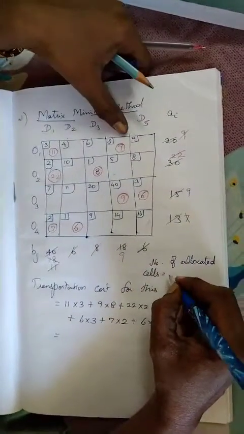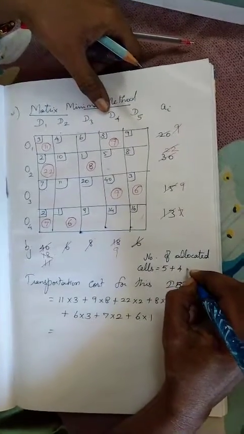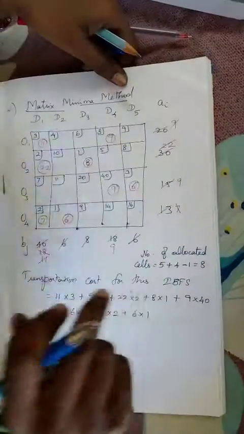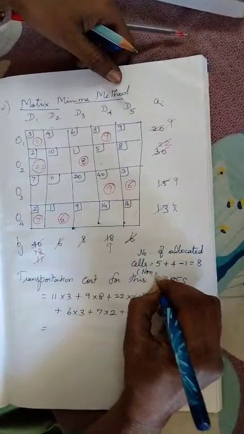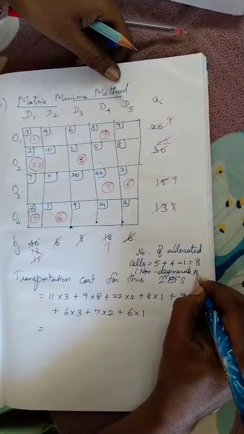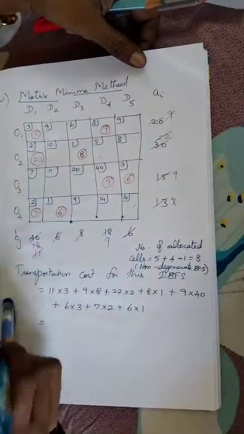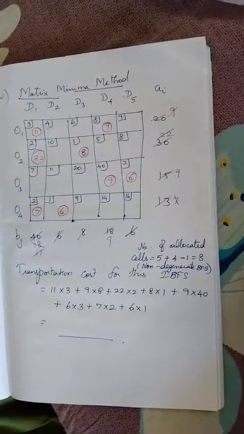Now here the number of allocated cells is equal to the number of rows, which is 5, plus the number of columns, which is 4, minus 1, that is 8. So there are 8 allocated cells. So this is a non-degenerate basic feasible solution. So the number of allocations is exactly 8. You can find the cost for this initial basic feasible solution. Okay, that's all.